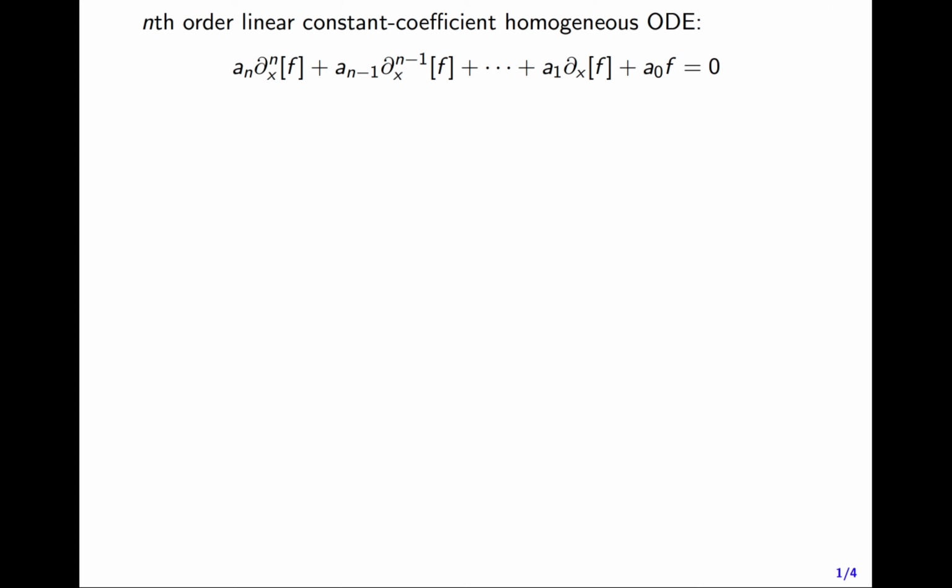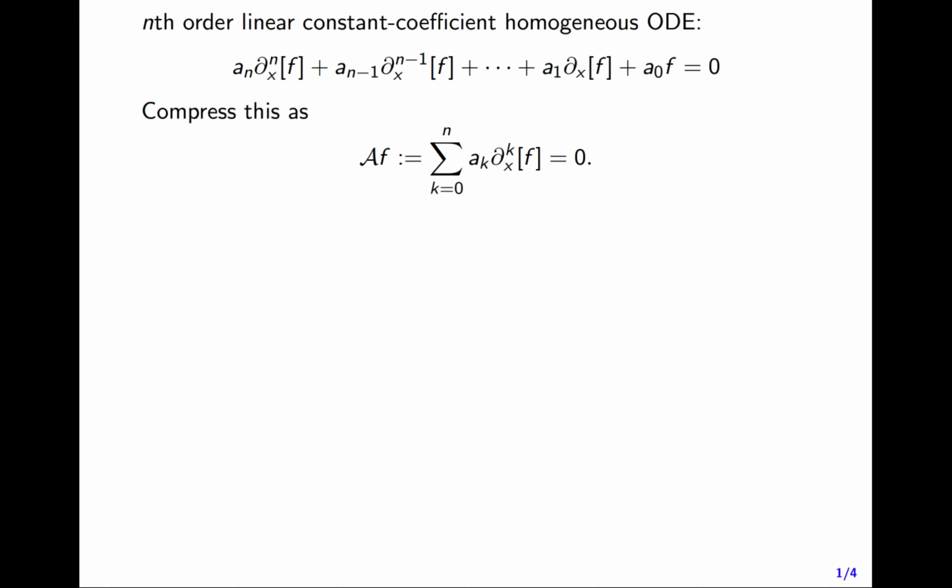Hello, and welcome to our discussion of the start of section 1.5.1 on nth order linear, constant coefficient, homogeneous ODEs. Such differential equations can be written in the following form: constant an times the nth derivative of f plus constant an minus 1 times the n minus first derivative of f, then descending downwards in derivatives to adding a constant a1 times the first derivative of f plus a constant a0 times f, and this is a homogeneous equation, so the right-hand side should be 0.